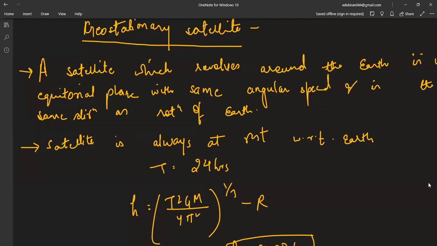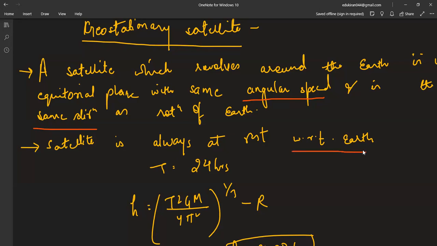I told you when we were discussing rest and motion that it is always with respect to a frame of reference. So if the satellite is appearing to be at rest, that will be with respect to Earth. With respect to any other planet, it will be in motion. So let's come to the definition of a geostationary satellite: a satellite which revolves around the Earth in an equatorial plane with the same angular speed and in the same direction as that of rotation. That's why it appears to be static, and it is always at rest with respect to Earth.